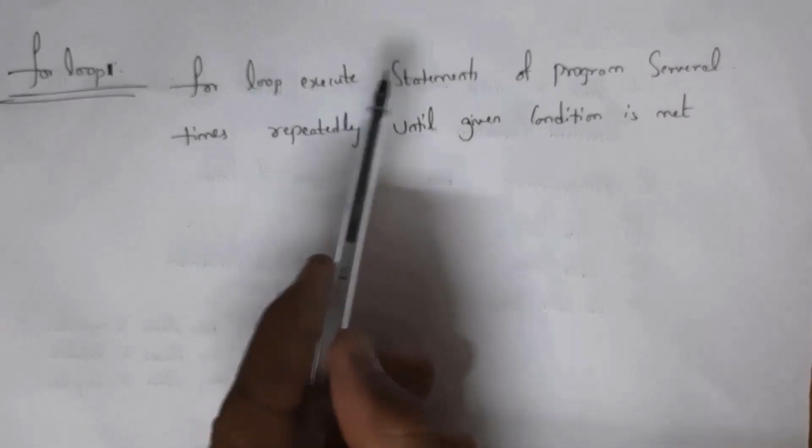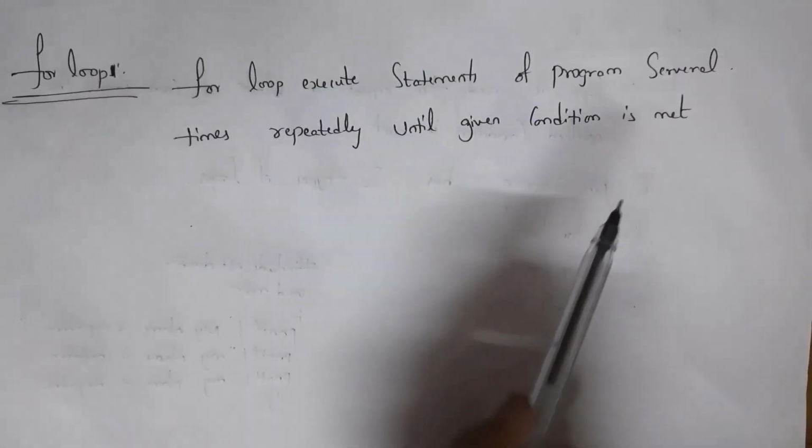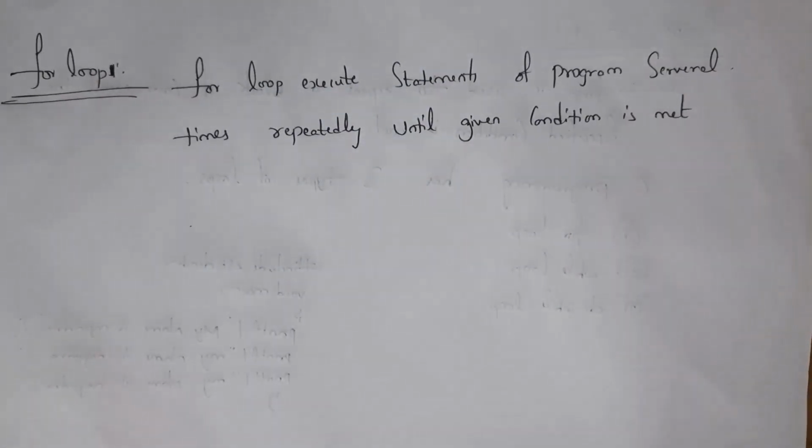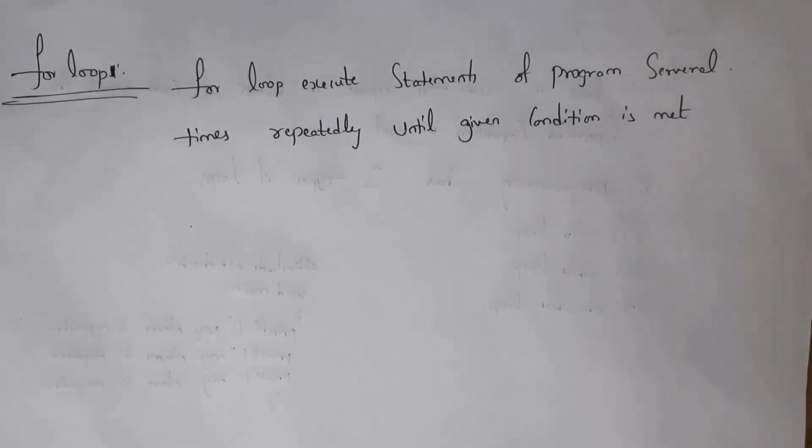A for loop executes statements of a program several number of times repeatedly until the given condition is met. A for loop keeps on executing the statements until the given condition is satisfied. This is the syntax of for loop.